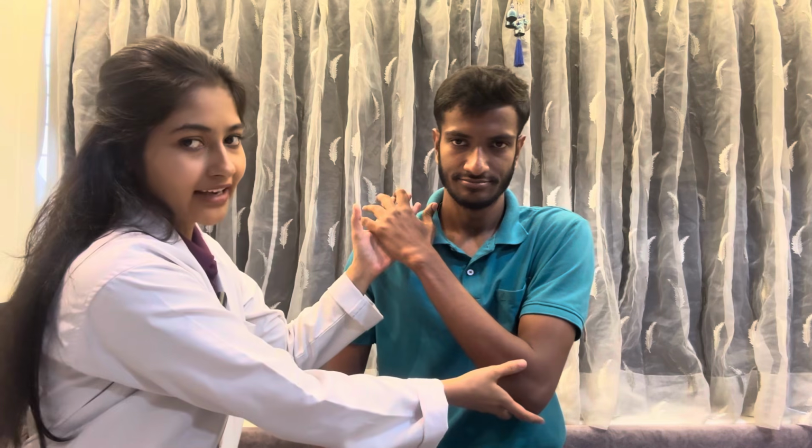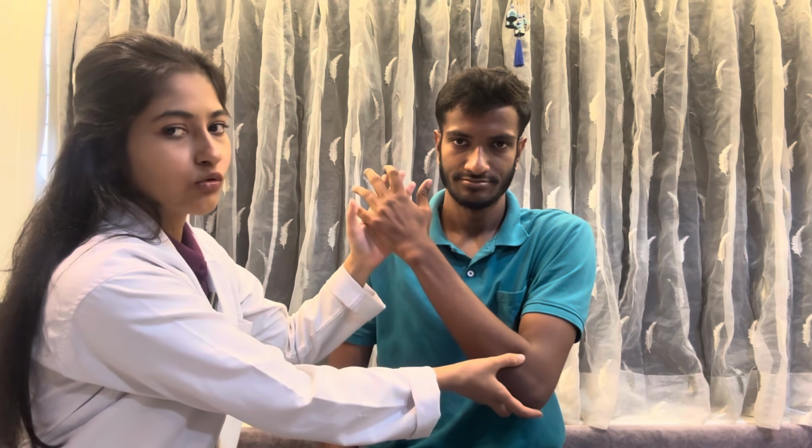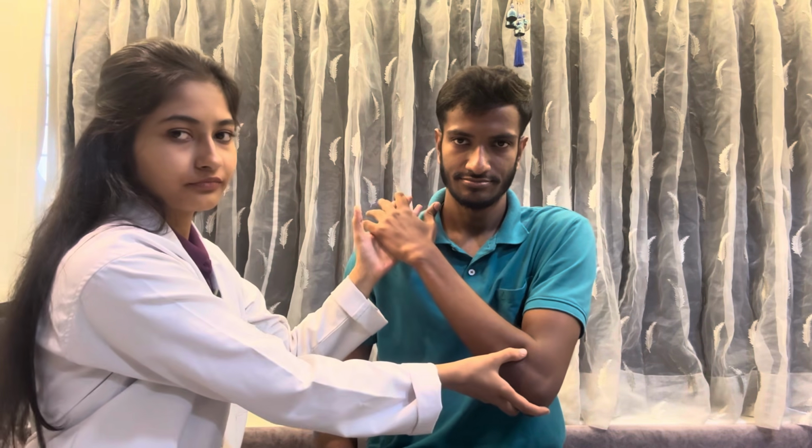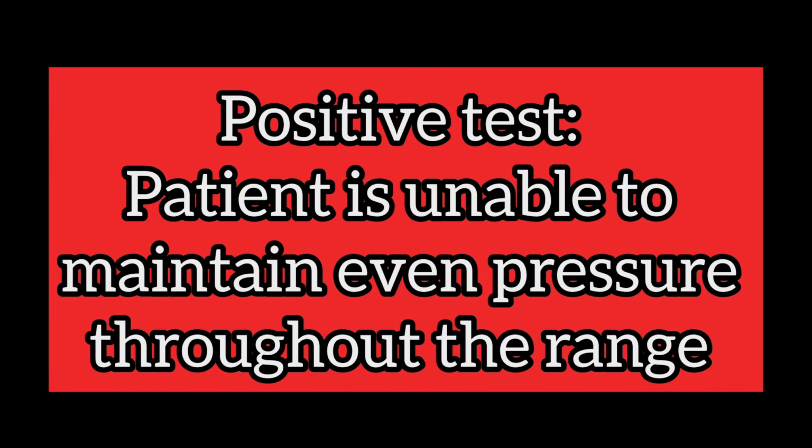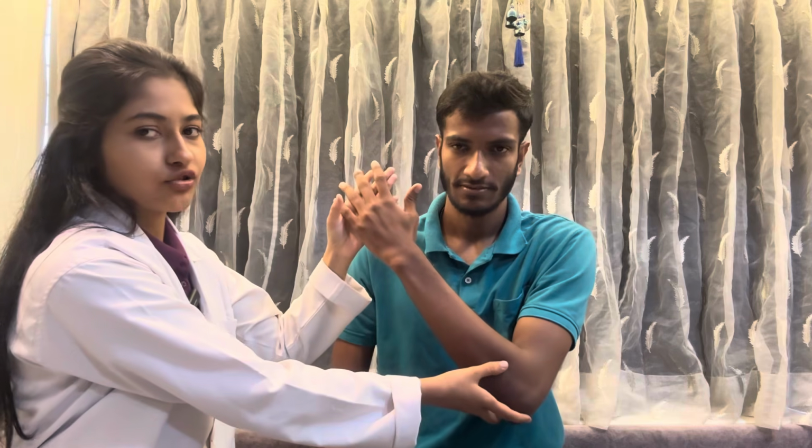For this test, the patient will take the testing arm towards the opposite shoulder with the elbow in front of the body. Now, the therapist or the examiner will apply a laterally directed force against which the patient has to flex his arm. With the other hand, the therapist will stabilize the elbow of the patient. A positive test is indicated when the patient is unable to maintain the pressure throughout the range.